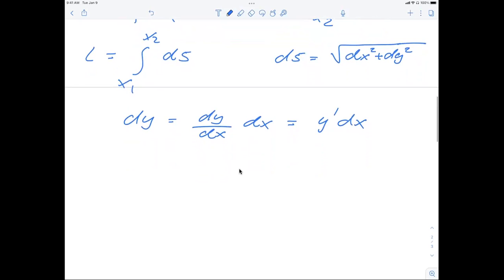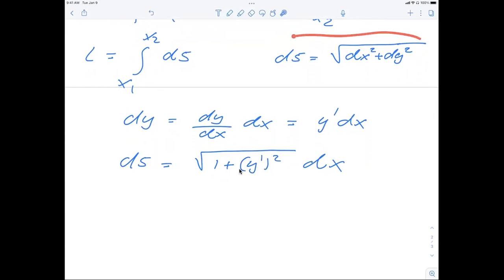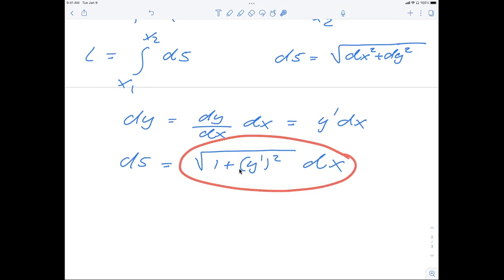That means that I can rewrite ds here, if I'm now pulling out dx squared, as the square root of 1 plus y prime squared, the derivative squared, multiplied with dx. So this is just a rewrite of this tiny, tiny line element in terms of just one of the variables, which is now dx, and the derivative of y with respect to x. What I want to show now is that y as a function of x is given by a straight line.